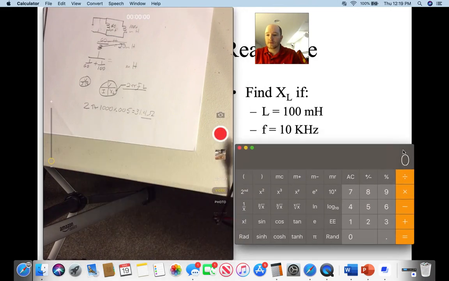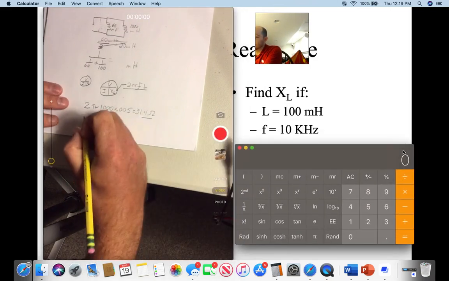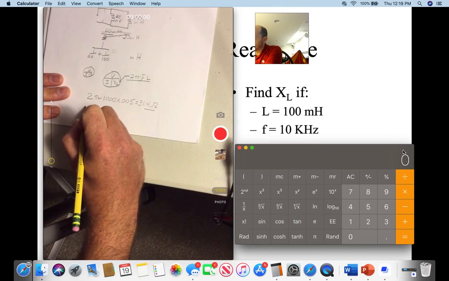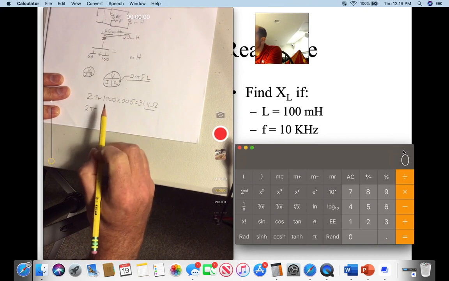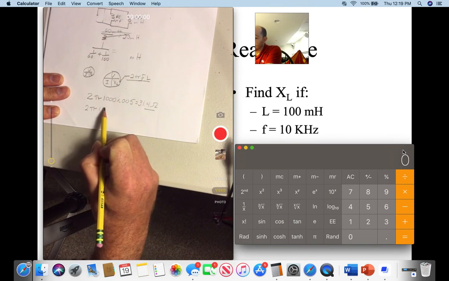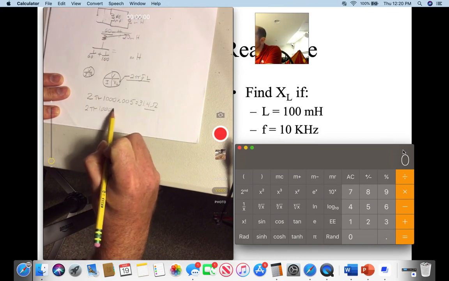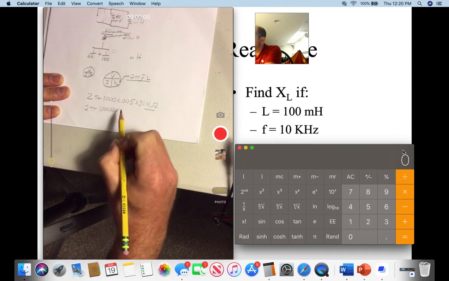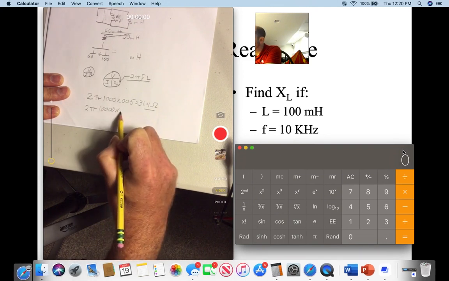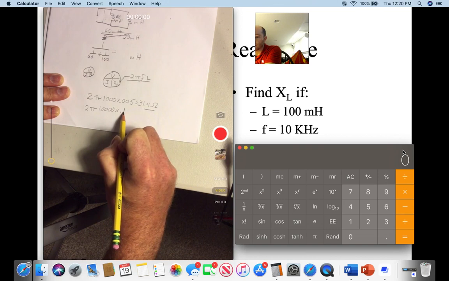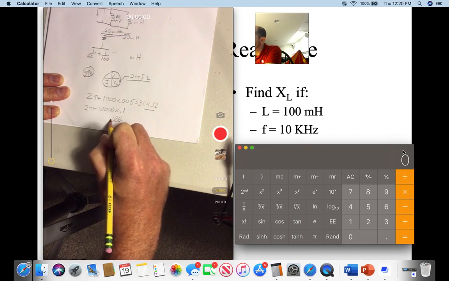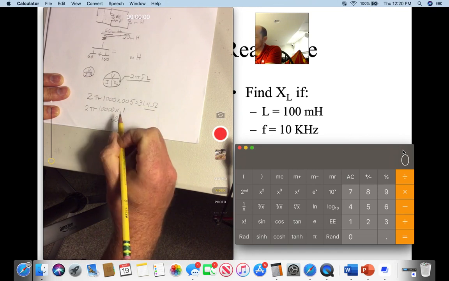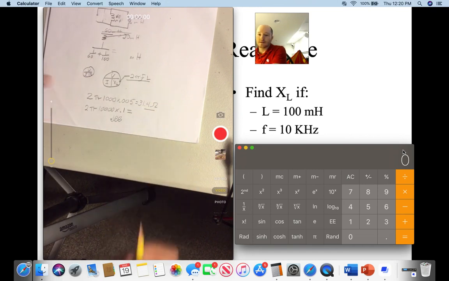Now, let's go ahead and look at this one. These numbers are going to be a little bit bigger. Okay, so we're going to take 2 times pi times, in this case, 10,000 times 100 millihenry, or 0.1 henry, okay? Because that's 100 millihenry. 1, 2, 3, okay? So 0.1 henry. And what does that equal?